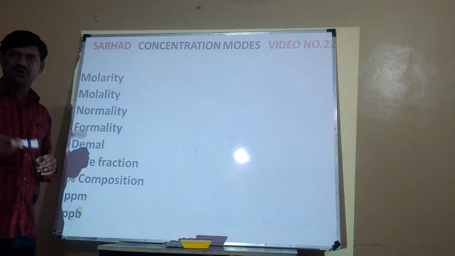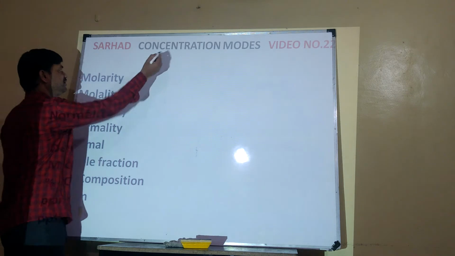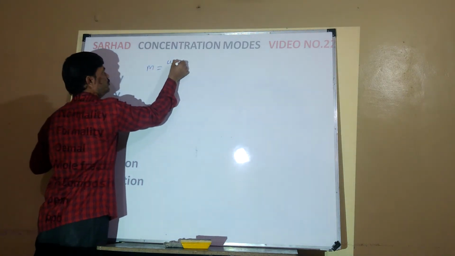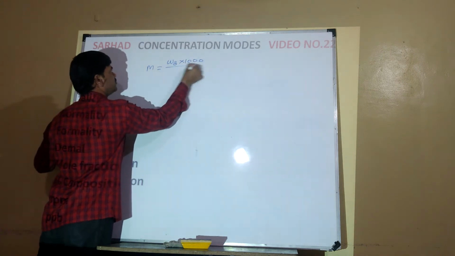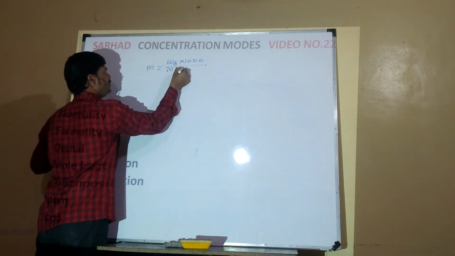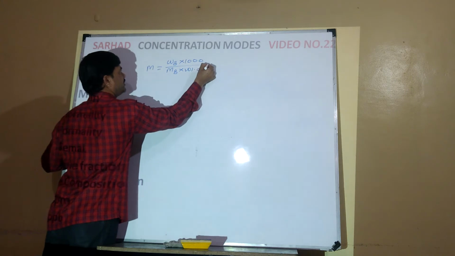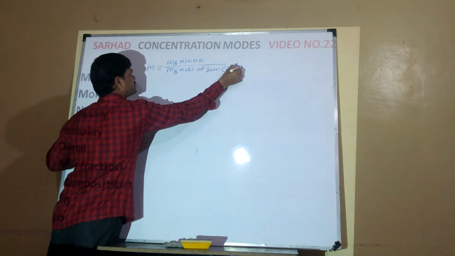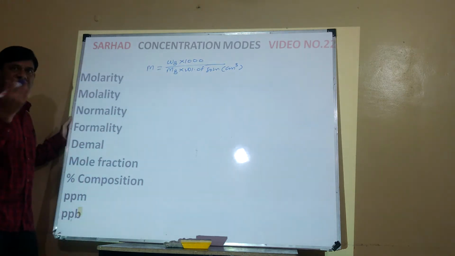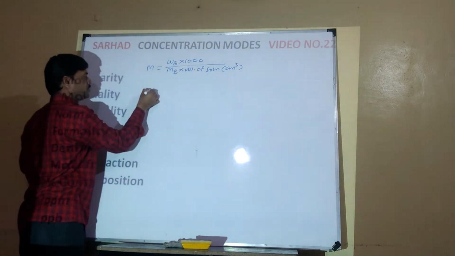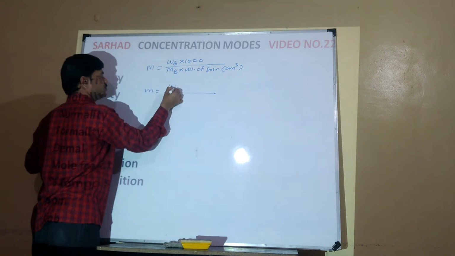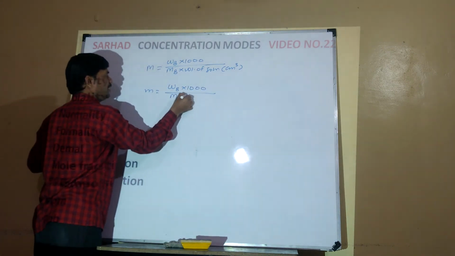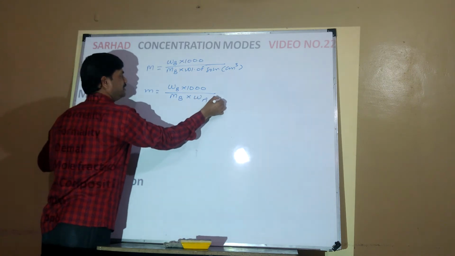So what about the first concentration mode, molarity? Keep in mind, molarity is nothing but WB, weight of solute, into 1000 upon MB into volume of solution in ml or cubic centimeter. What about molality? Number of moles of solute dissolved in 1 kg solvent. So molality can be given as WB into 1000 upon MB into WA in grams.